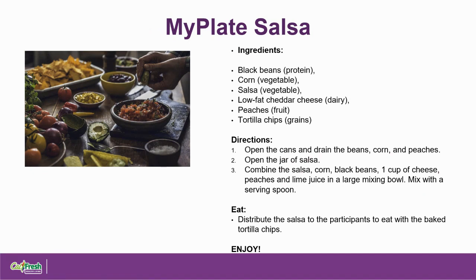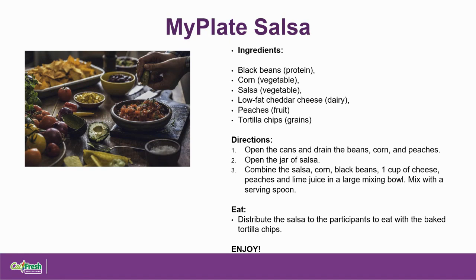Here's a fun recipe you can try at home with an adult. We like to call it MyPlate Salsa. The ingredients are black beans, that's our protein, corn, that's our vegetable, salsa is also a vegetable, low-fat cheddar cheese is our dairy, peaches are our fruit, tortilla chips are our grains, and all we have to do is open up the cans and drain the beans, corn, and peaches. We could also use fresh options if we have them.